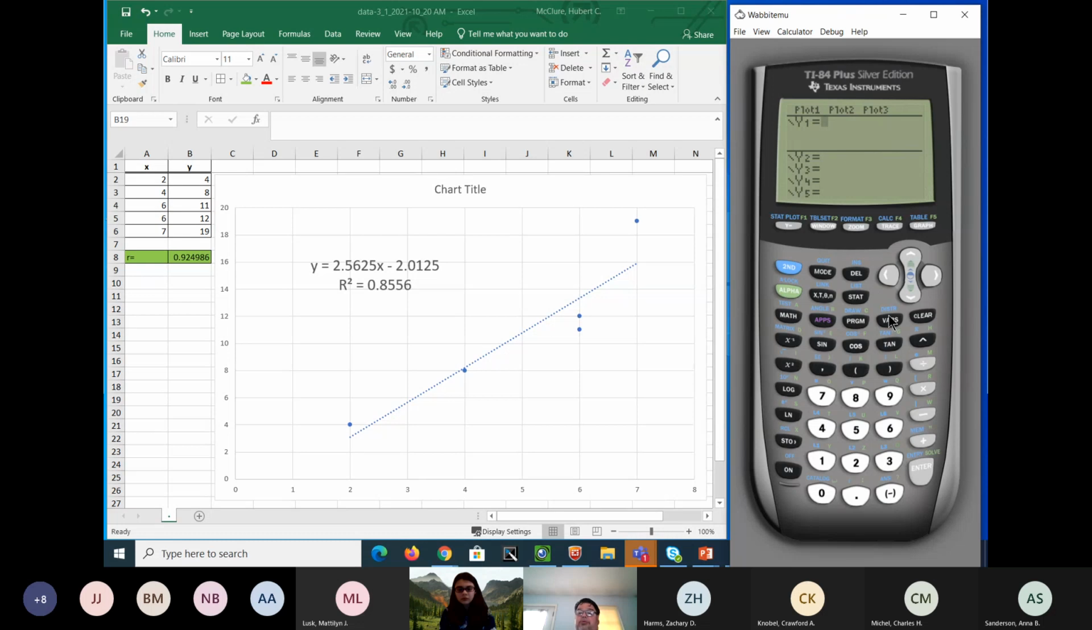So, all right. We're going to type in our numbers. Hit Stat, Edit, and I'm going to clear my L1. You don't have to, but I am. And here we go. 2, 4, 6, 6, 7. And the next column, 4, 8, 11, 12, 19. Everybody good?